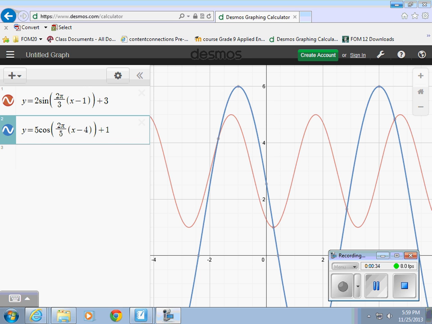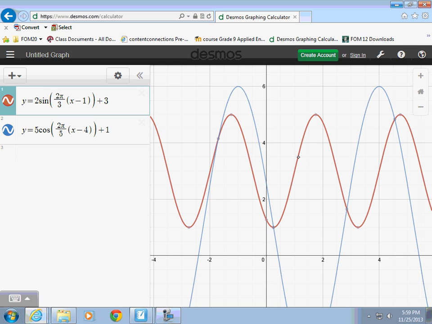Okay, so you have the two graphs here. The red graph is the graph of y is equal to 2 sine 2 pi over 3 times x minus 1 plus 3. And then the blue graph is the graph of y is equal to 5 cos 2 pi over 5 times x minus 4 plus 1. So the question was, what is the period of this graph?